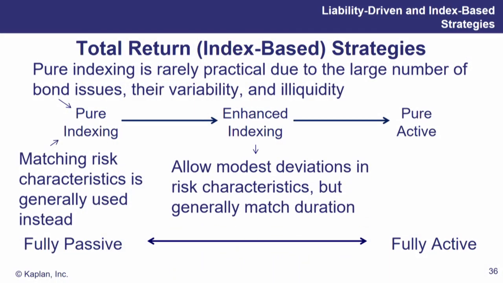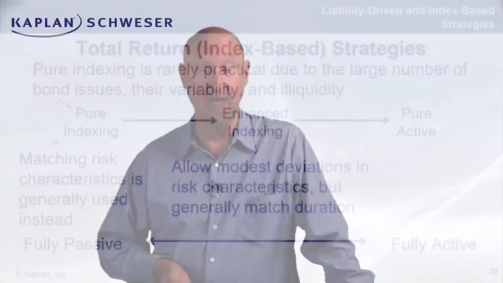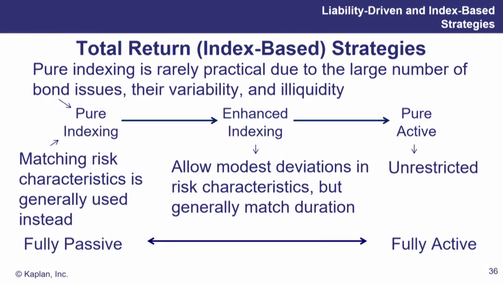Enhanced indexing, yes, we will allow the characteristics of the portfolio to start to differ a little bit. We're probably going to match the duration of our index because mismatching duration is just too much exposure to changes in interest rates. But we could allow some modest deviations. And if we move all the way to pure active, we don't put any restrictions. Do whatever you think makes sense. But the goal is you should be adding a lot of value compared to the return of that index.